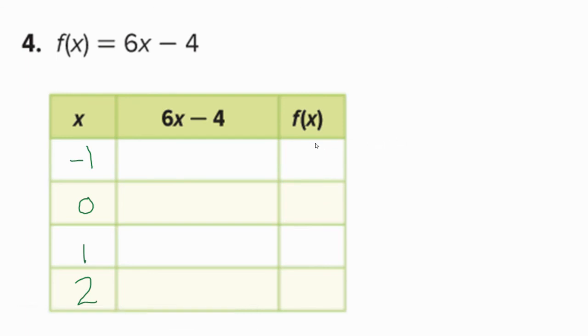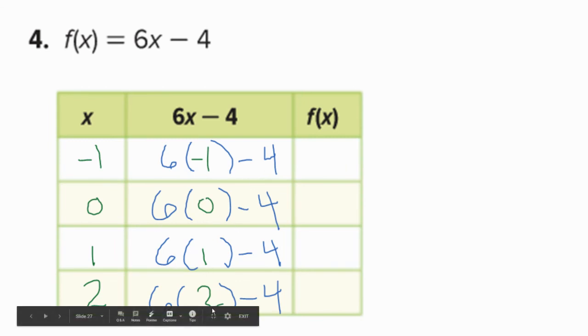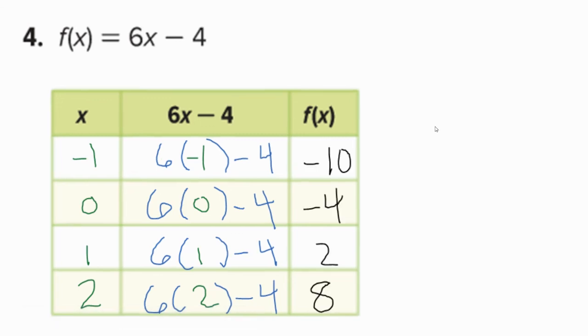Go ahead and find what f of x is. When x is -1, what's f of x? So you end up doing this: 6 times -1 minus 4, 6 times 0, 6 times 1, 6 times 2. And finally, -10, -4, 2, and 8.